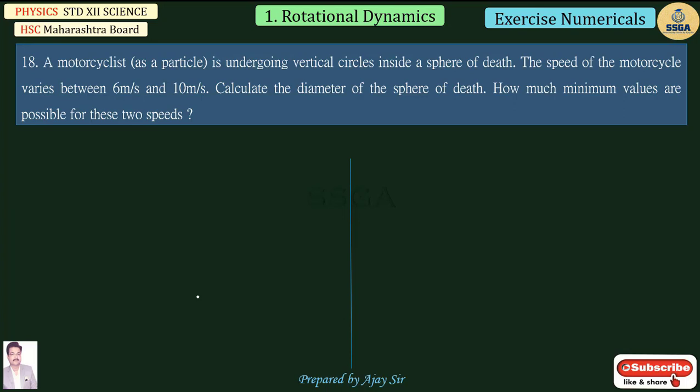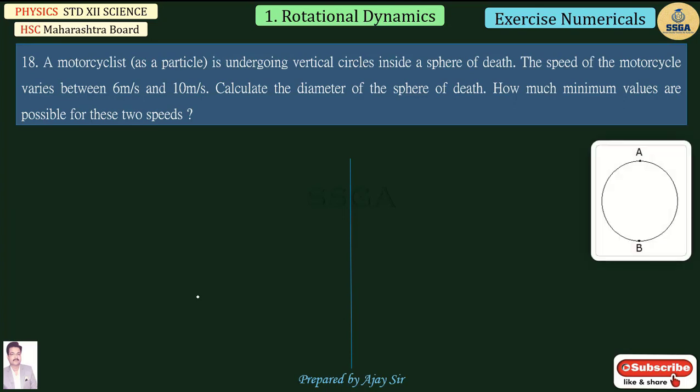So, sphere of death, again a vertical circle. We recall the diagram of vertical circular motion. Let us consider the top point as point A and the bottom point as point B. The speed of the motorcycle is minimum at the top point and maximum at the bottom point. Here the speeds are given as 6 meters per second and 10 meters per second.